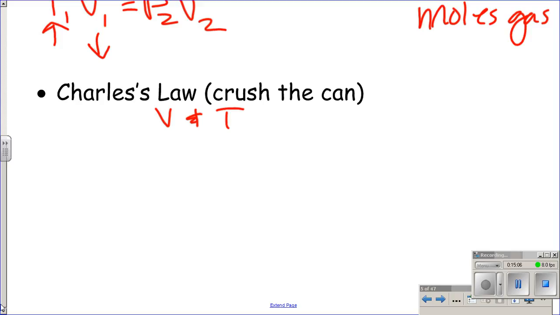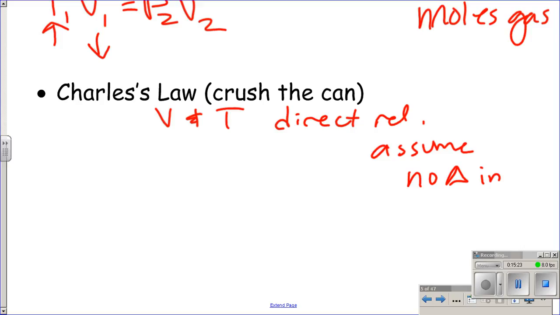Increasing the temperature does what to your gas molecules? Makes them speed up, and they expand out, actually. So they get a little more disordered. They're getting crazier. So this is actually a direct relationship, assuming what? No change in pressure and moles. Good. So atmospheric pressure is in moles.